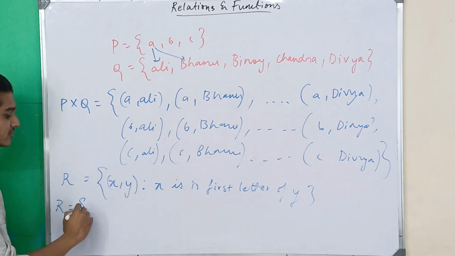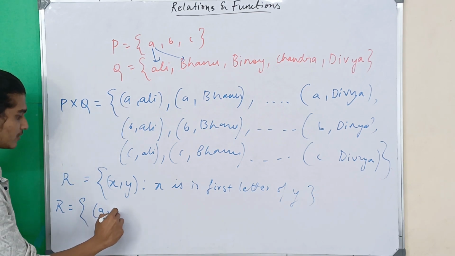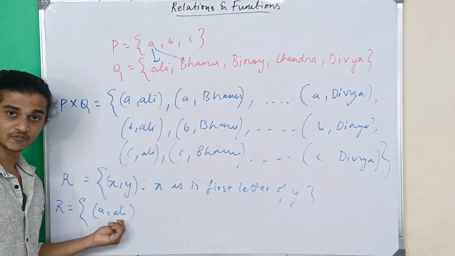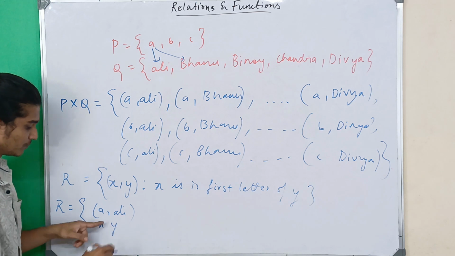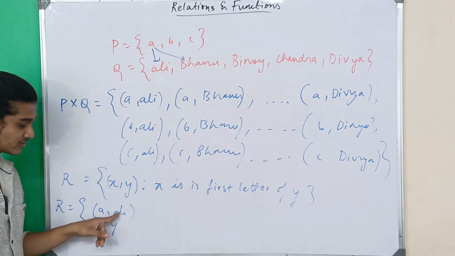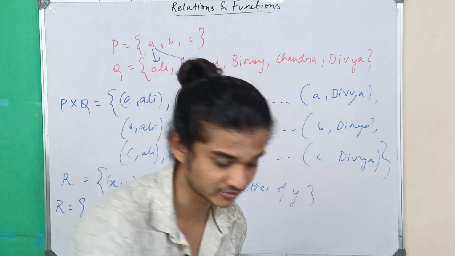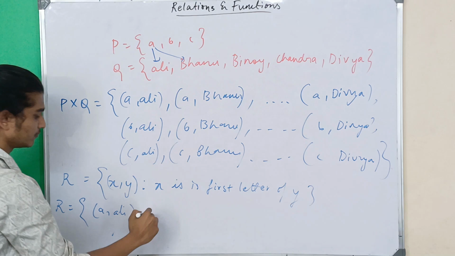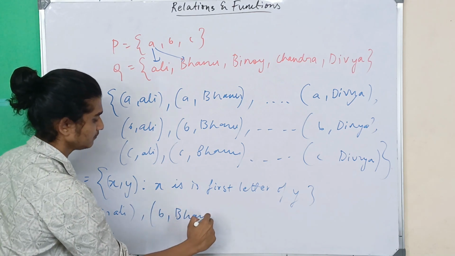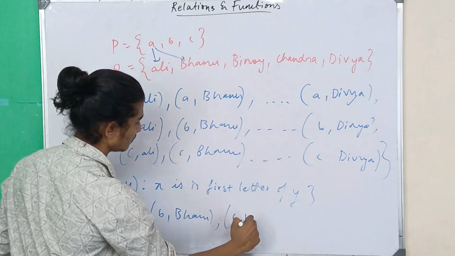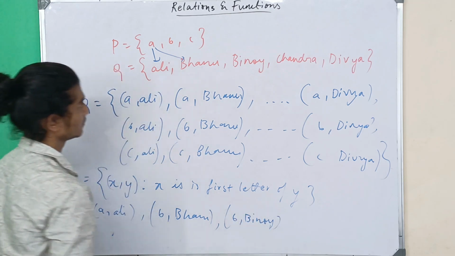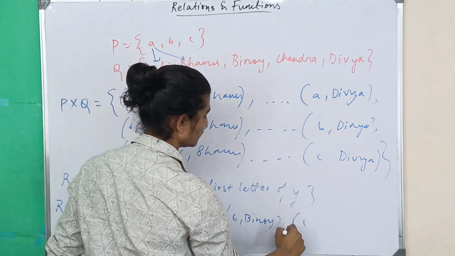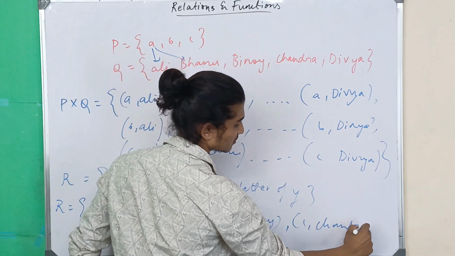So what are all the elements which you can put in this set? You can put A Ali, because the set says x is the first letter of y, so this is x, this is y. So basically x should be the first letter of y. A is the first letter of Ali. So we're supposed to find these kinds of elements. Next thing we can choose here is B Banu, and then B Binoy. Try to solve this on your own. And then what else can we choose? You can choose C Chandra. I think these are all the elements possible here.